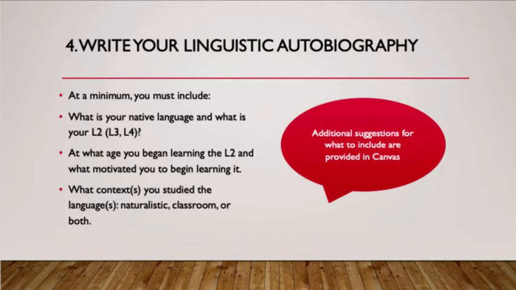Fourth, you'll be writing your own linguistic autobiography. Now, on this slide, I don't have all of the details about what could be included in your linguistic autobiography. That you can find in Canvas, and I encourage you to take a look there. But at a minimum, in your autobiography, you'll be telling me about your native language and what your second language is, or multiple second languages, what age you began learning those languages and what motivated you, and the context in which you've studied the languages.